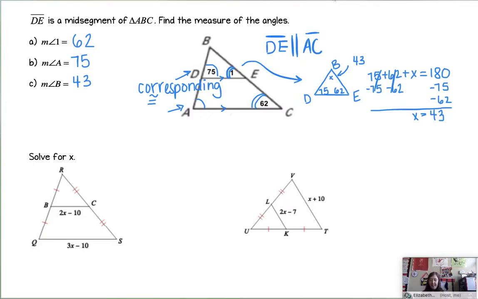I'll give you a second to get that down before we move on to the next ones. Or if you're done writing that stuff down, draw those two pictures down on the bottom, please.